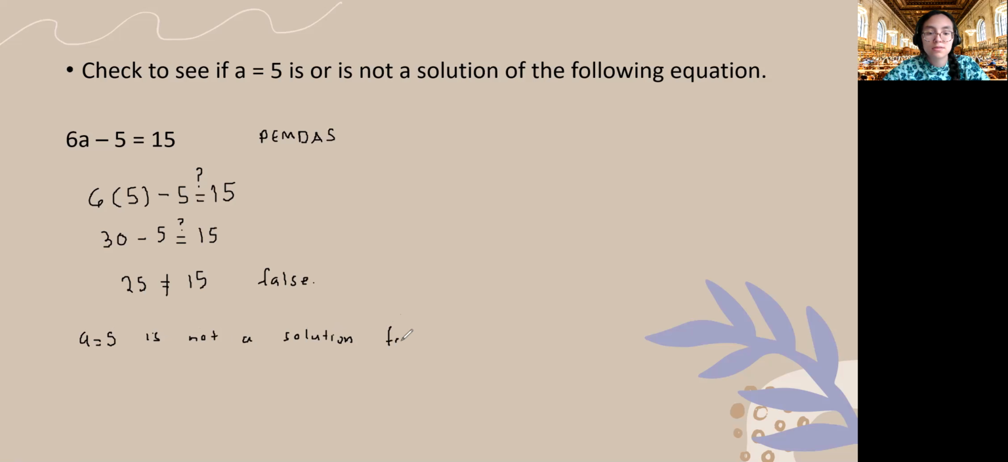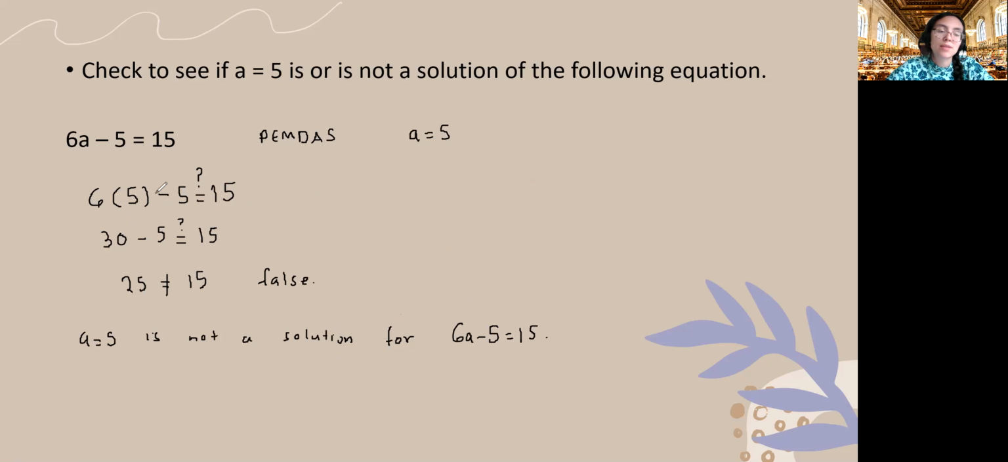And our conclusion would be a is equal to 5 is not a solution for 6a minus 5 is equal to 15. Okay, hopefully that made sense. And if you have any questions, why did we substitute 5? Well, we were given a is equal to 5 in the problem, so that's why we substituted it in.